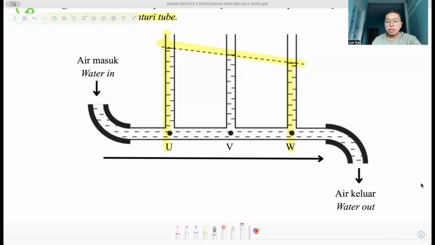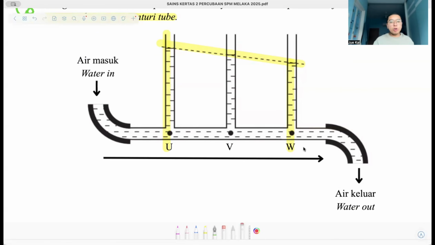Yeah, she already answered. Tube W. Yes, good job, Anis. This is the answer I want. U is what? What she wrote? Yeah, U. The fluid pressure of U is the highest. Okay or not, guys? Clear? This chapter is really easy.